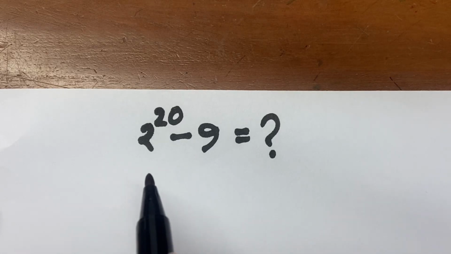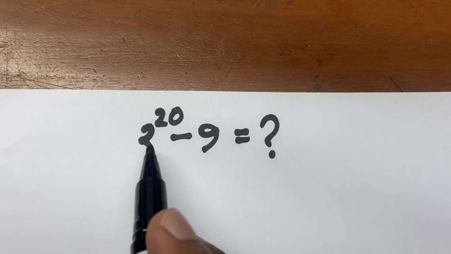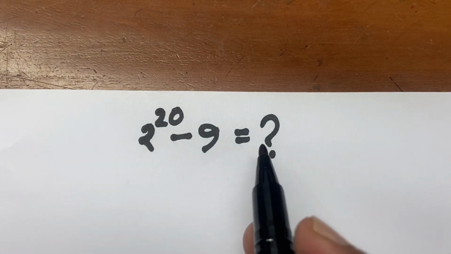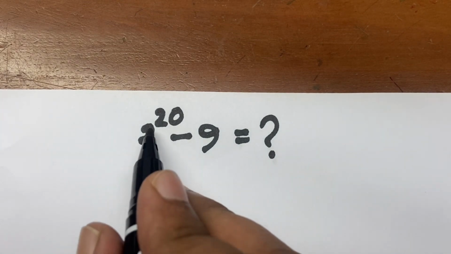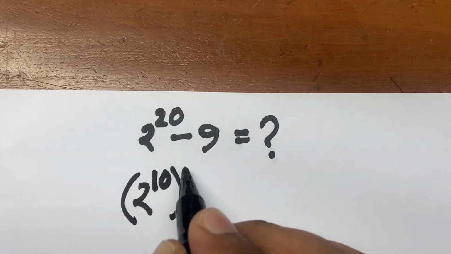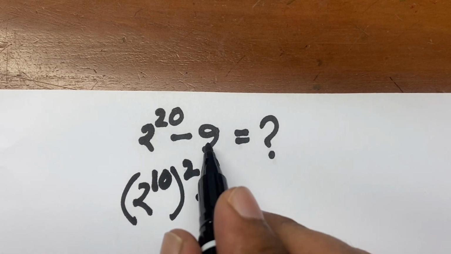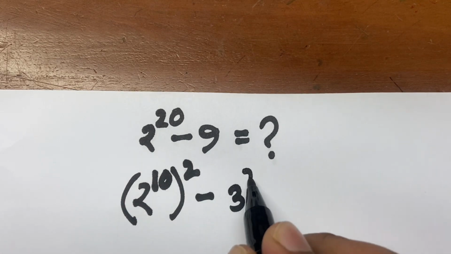Hello, how to solve this math Olympiad question, but you can't use a calculator. Here is 2 to the power 20 minus 9 is equal to what? So 2 to the power 20 is like 2 to the power 10, bracket, power 2. 2 times 10 is equal to 20, minus 9, which is 3 power 2.